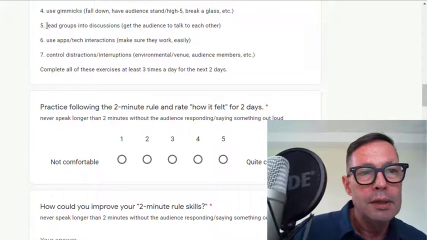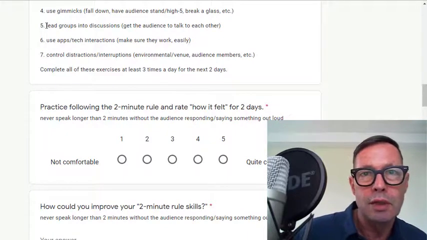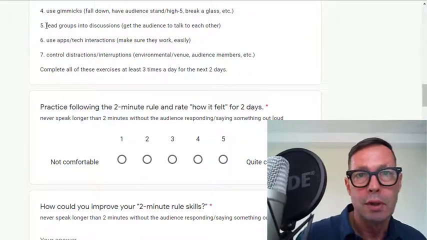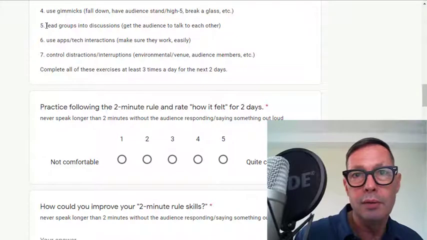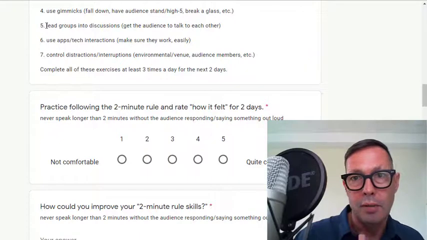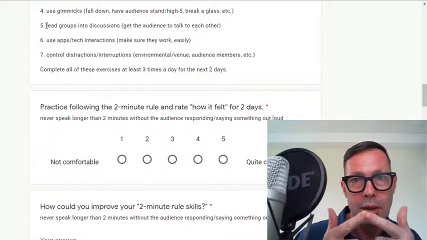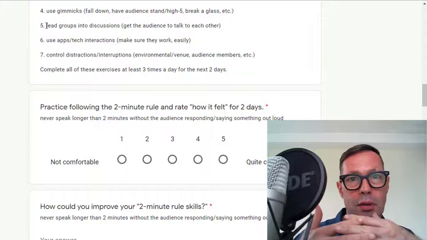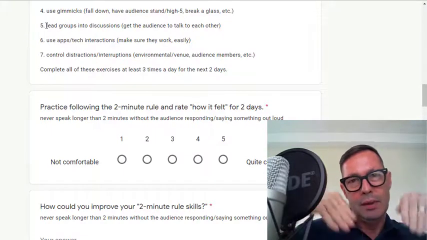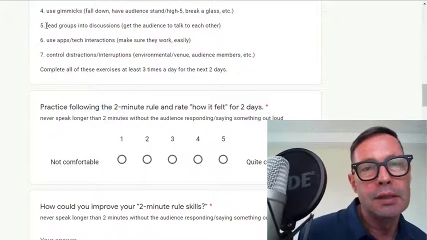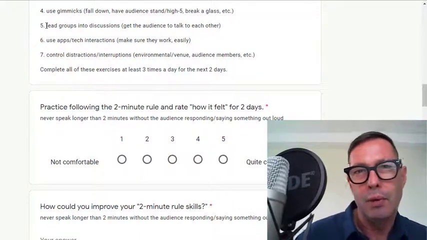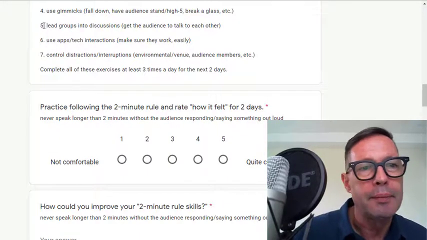Also, lead groups into discussions. Have people talk to each other. I do this a lot with pairs. Talk to the person next to you, or small groups. Get 3 or 4 people around you to talk about this idea. And you can do the progressive pair, where you just have a pair talk to each other, then you have two pairs talk to each other, and so on. This gets a little tricky when they're in a stadium venue. It's easier when they are in a flat venue where the one row can turn around and talk to the row behind them. It's a little bit easier that way.